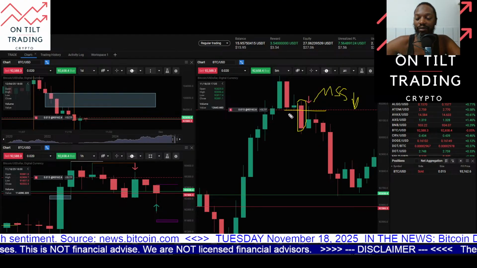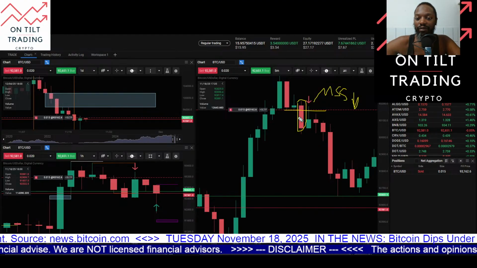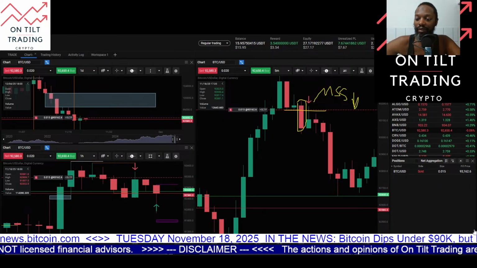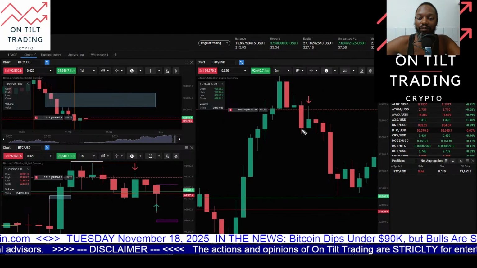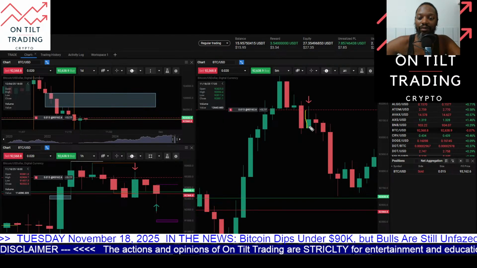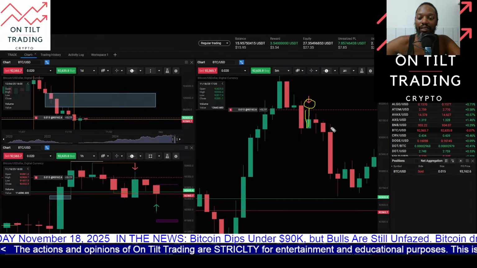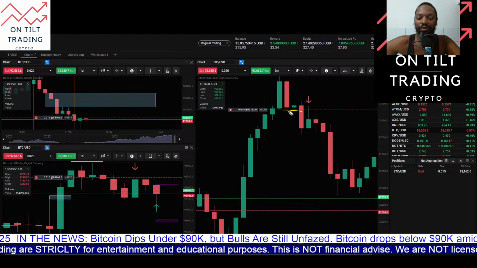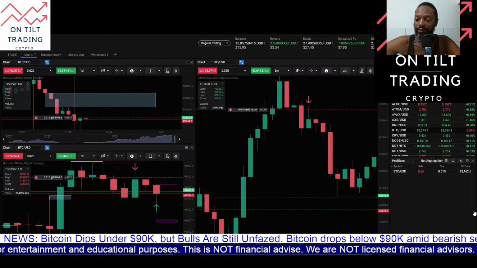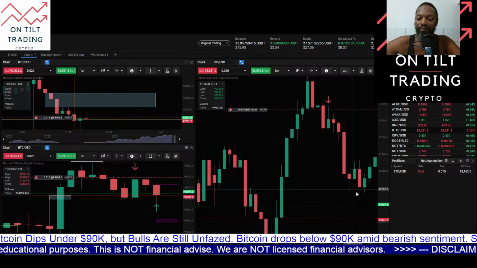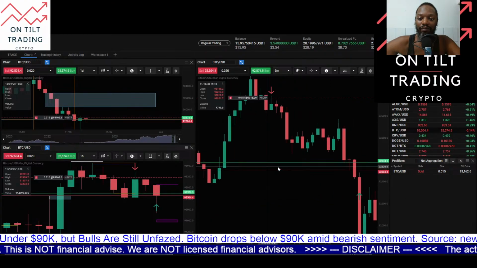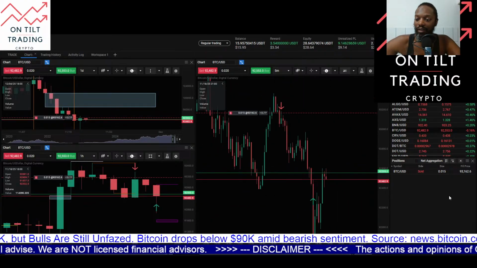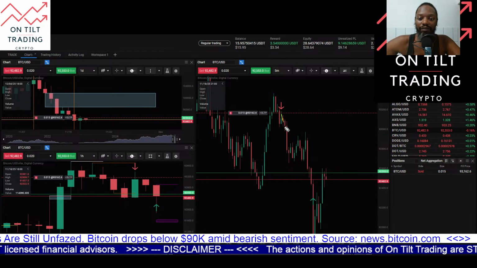This triggered an entry for my system. And as price pulled back here in this candle, I was able to take an entry here at the market structure shift level. And then price delivered to the sell side.